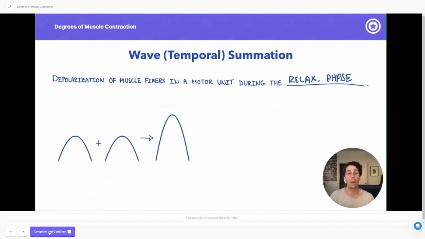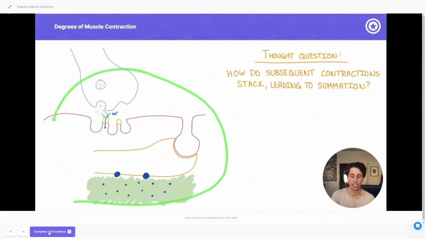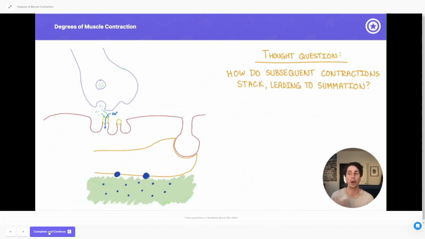So let's go ahead and talk about why exactly this happens. And so this thought question over here is how do subsequent contractions stack leading to summation? And so looking at this picture, think about how this might happen. Go ahead and pause the video, and then we're going to go ahead and answer this question. All right, so now that you've had some time to do that, let's go ahead and answer this. And so the answer is actually going to be with voltage-gated calcium channels.